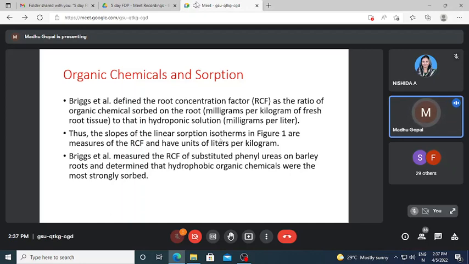The ratio of the organic chemical sorbed on the root to that in the hydroponic solution. Hydroponics is a unique way of cultivating plants. So the adsorption isotherms are used there. Linear isotherms are used there. These slopes are measures of the RCF. RCF is the root concentration factor, and it has the units of liters per kilogram. That way we express this root concentration factor.